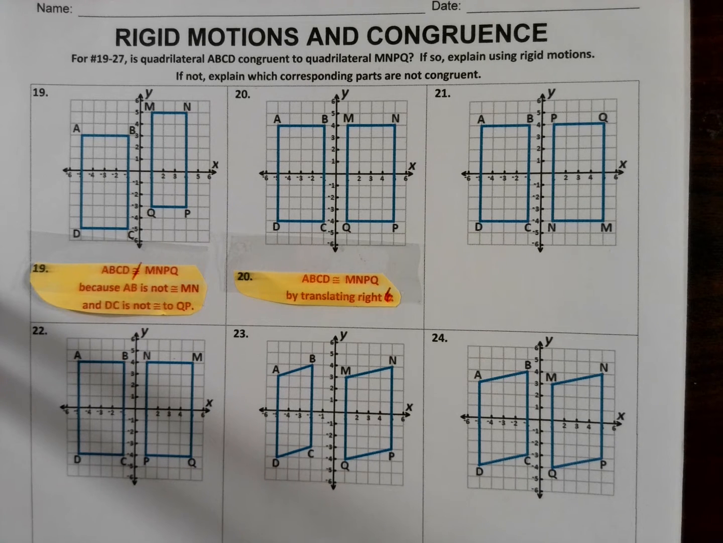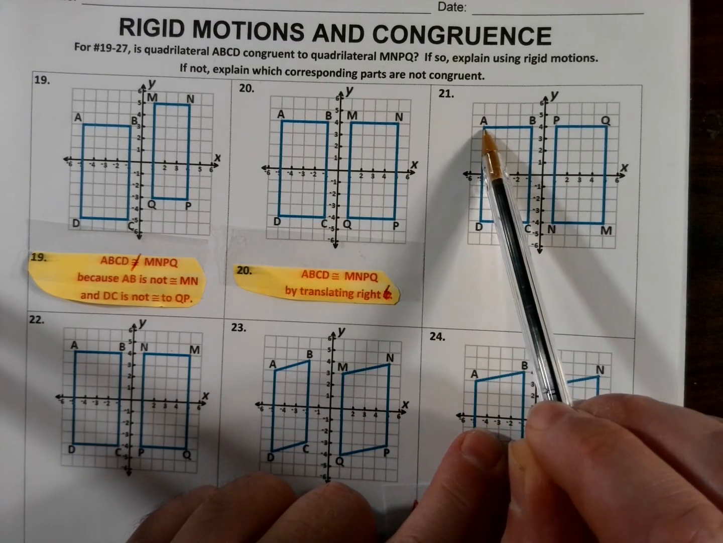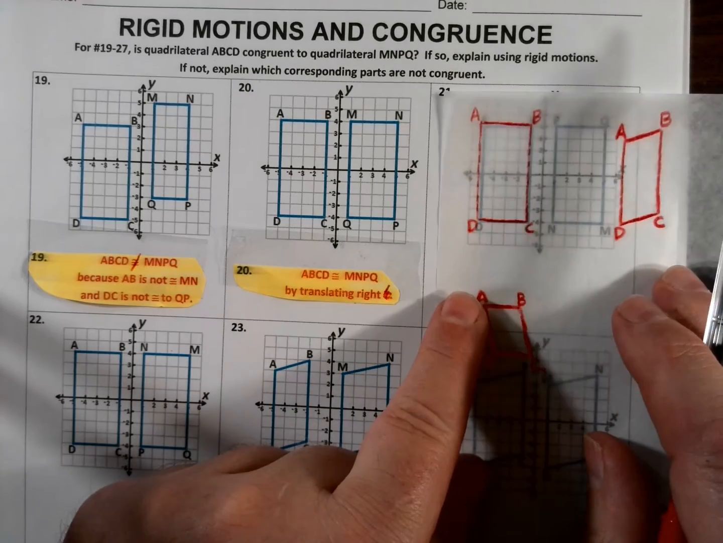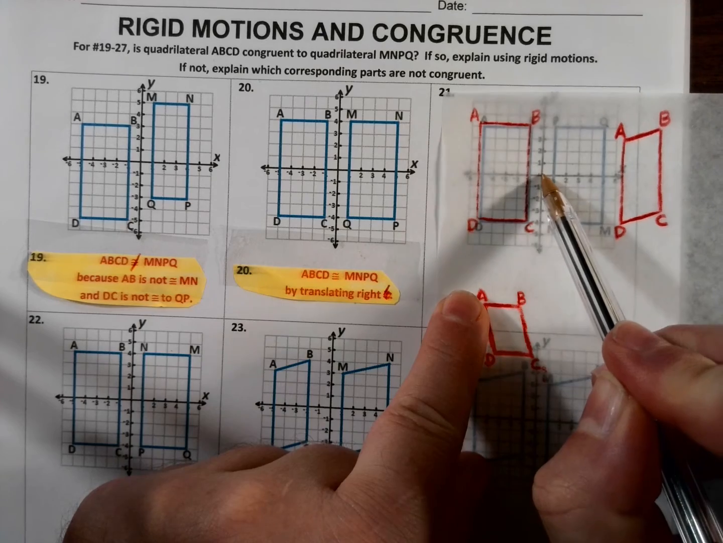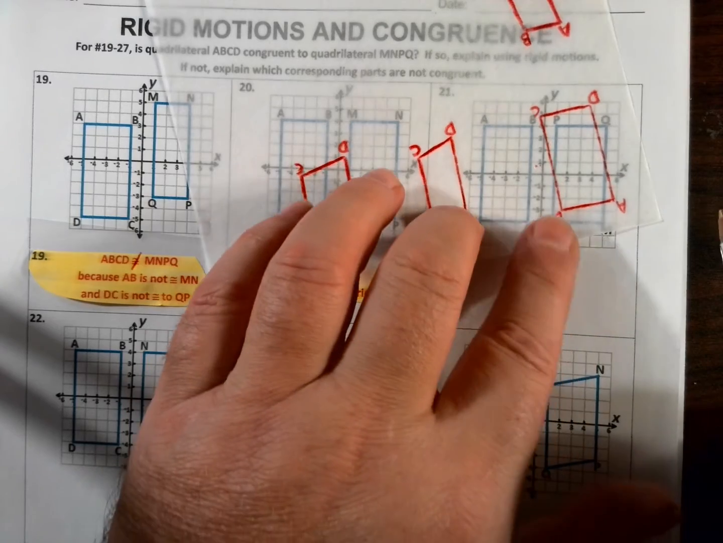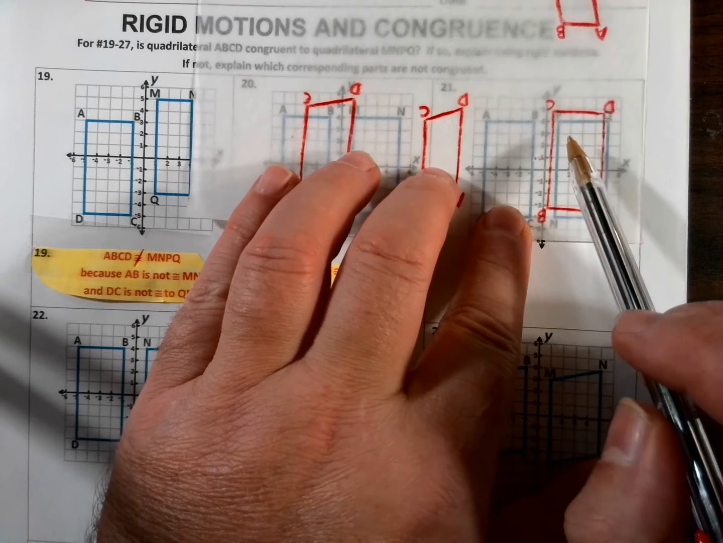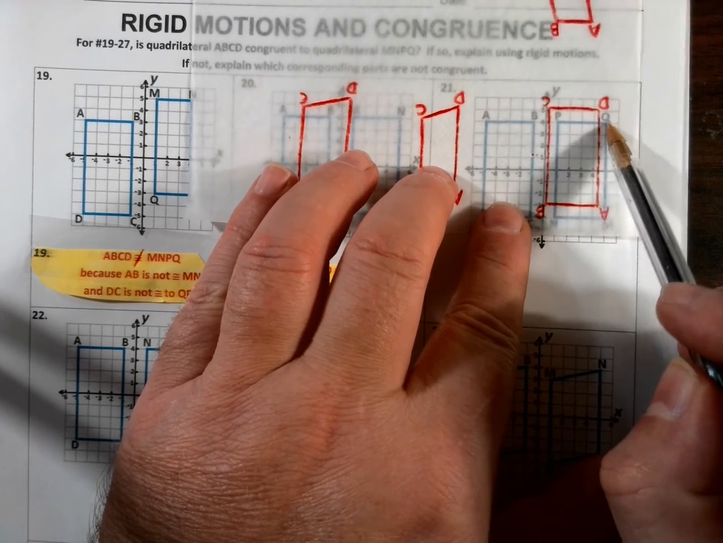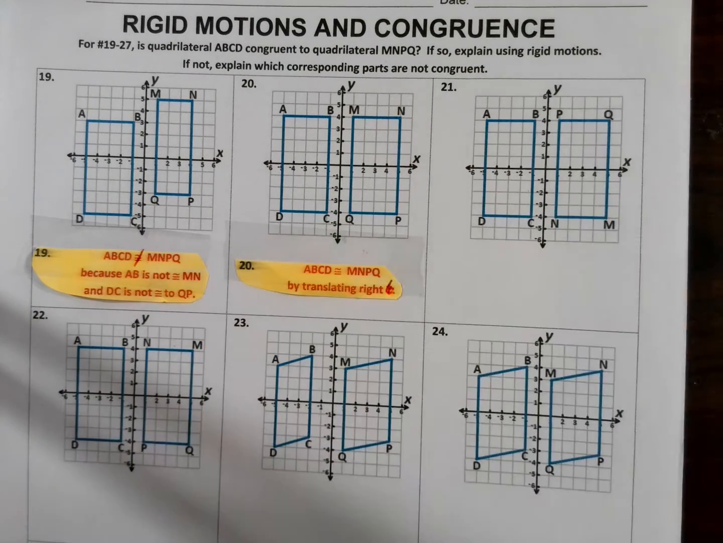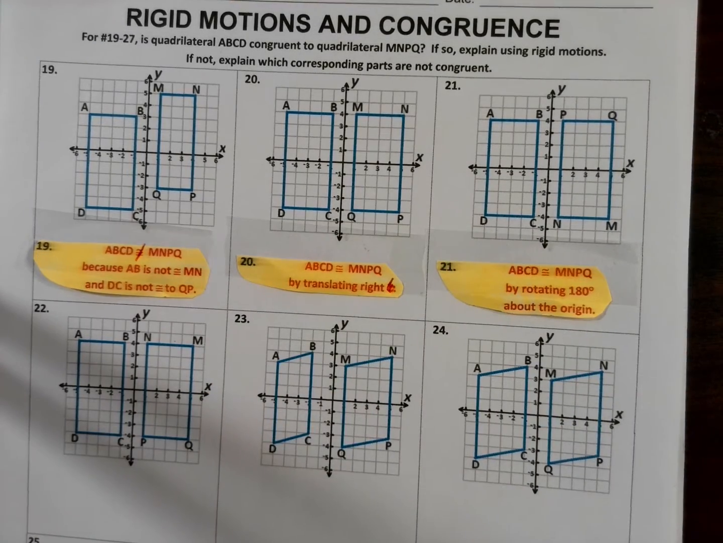If we look at number 21, here we have ABCD again. Notice the A matches up with the M here. The only way that can happen is through a rotation. So if we put our pen at the origin here and we rotate 180 degrees, notice the A is matching up with point M, N is matching up with the B, P is matching up with the C, and Q is matching up with the D, which is what we want. So that means the quadrilaterals are congruent by rotating 180 degrees about the origin.